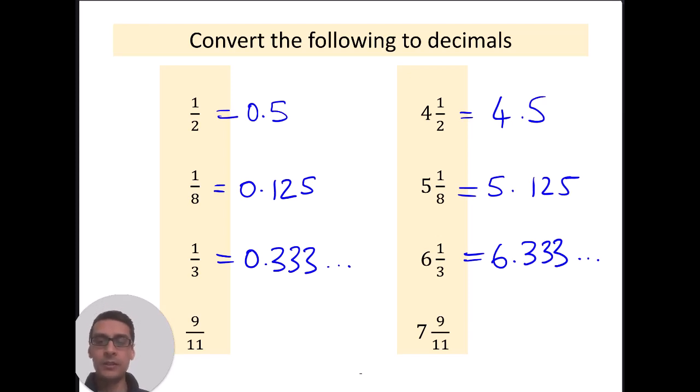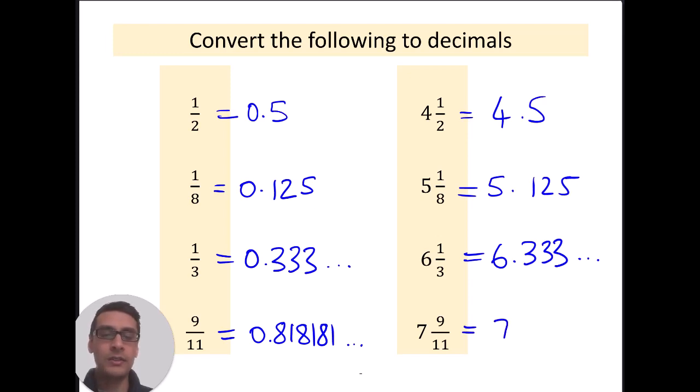9/11, if you do the division, you're going to get 0.818181, and then 7 9/11 is going to be 7.8181... So hopefully you've got these right. If you didn't, you need to go back and practice the conversions before you continue.